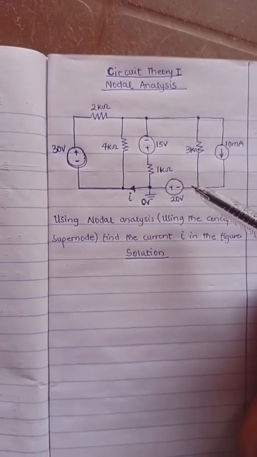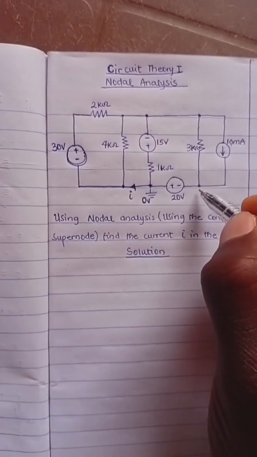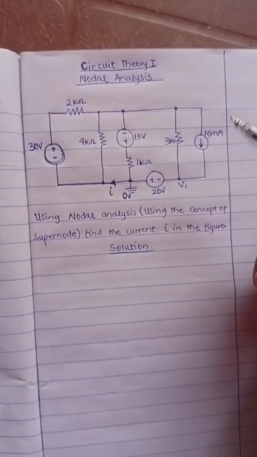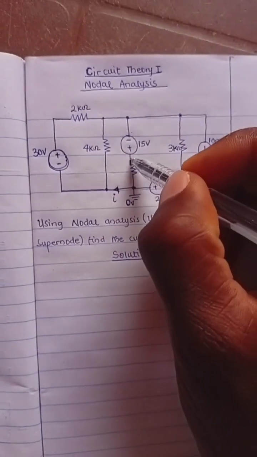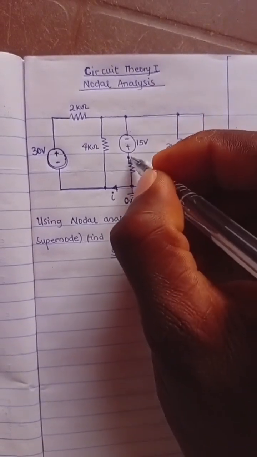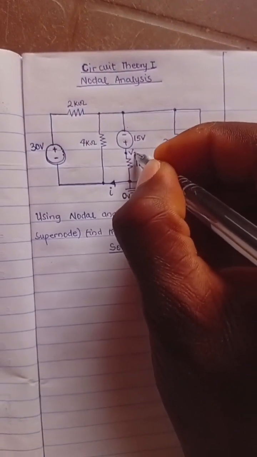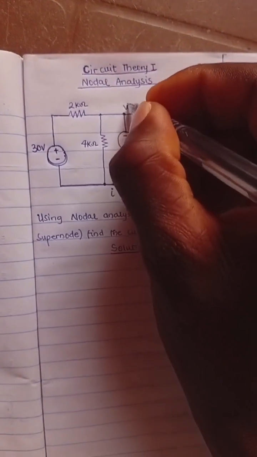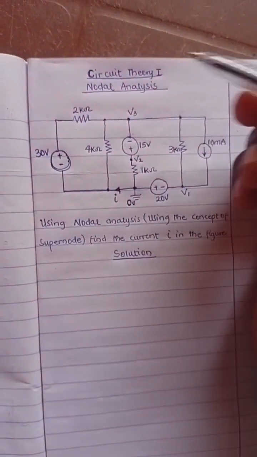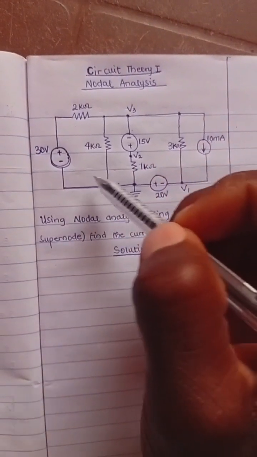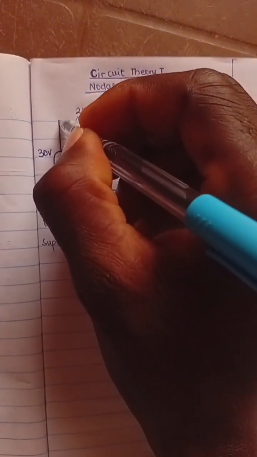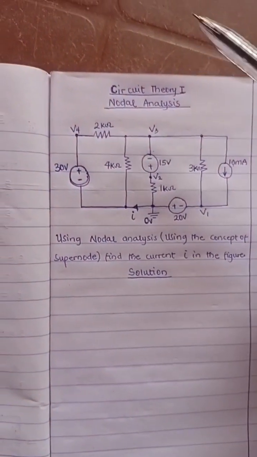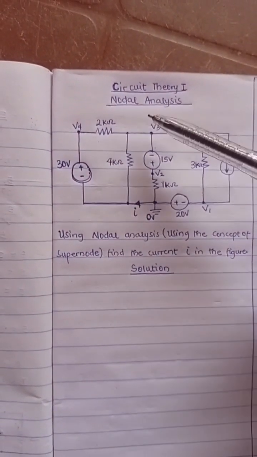From here on, I'll pick other nodes and then I'll label them. I'll call this node V1. Then I'll also pick this node from here, I'll call it V2. Then I'll pick this node above here, which should be node V3. Then the next node I want to pick is this very node, which should be node V4, right? So all the nodes have been picked.